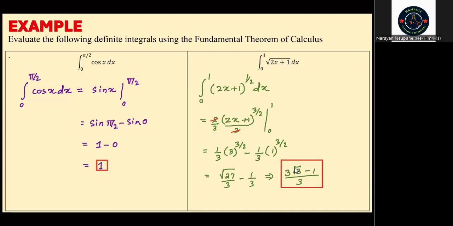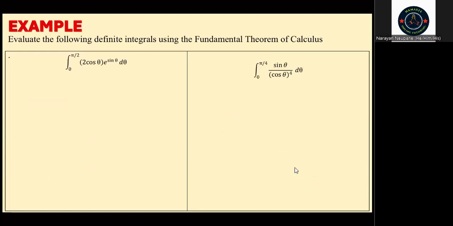Okay, let's move on to next set. Here I have 2 questions. If you look at the first one, we have integration from 0 up to pi over 2. Let me write this one a little differently. I want to pull this 2 out. I'll write that constant outside. Then you have e to the power of sine theta. Then 2 is already pulled out. I'm left with cosine theta d theta.